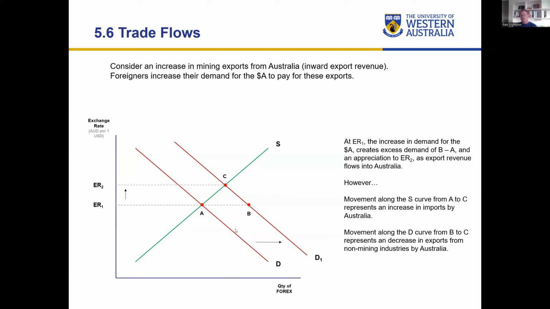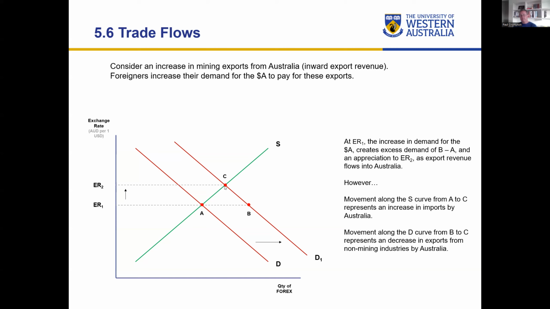So we get this increase in iron ore exports, it shifts the demand curve out to the right. It appreciates the exchange rate. But then you get reactions to that appreciation of the exchange rate. The first reaction is this increase in quantity supplied. But what does that really mean? That is Australians buying more imports of foreign goods. Remember, if you buy an imported good, you are supplying the Australian dollar. So when the exchange rate goes up, we move along the supply curve, indicating that more Australian dollars are being supplied because of the higher exchange rate.